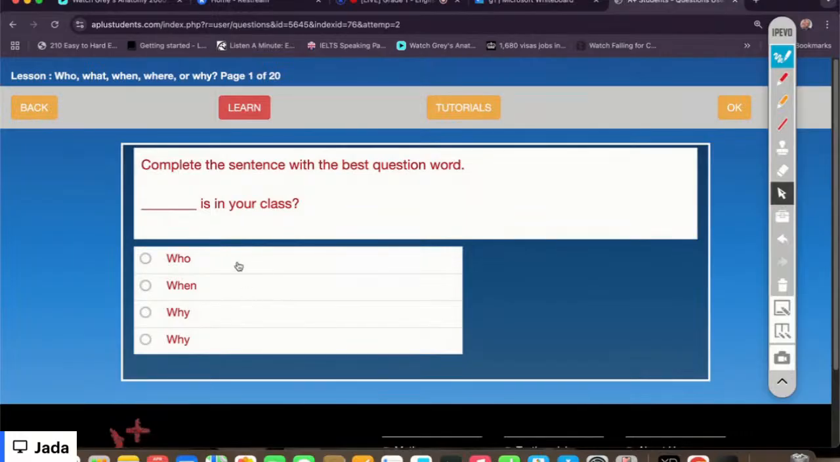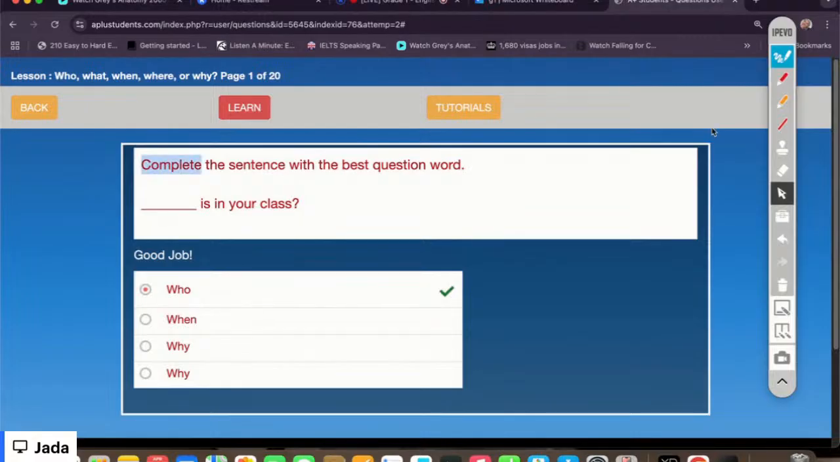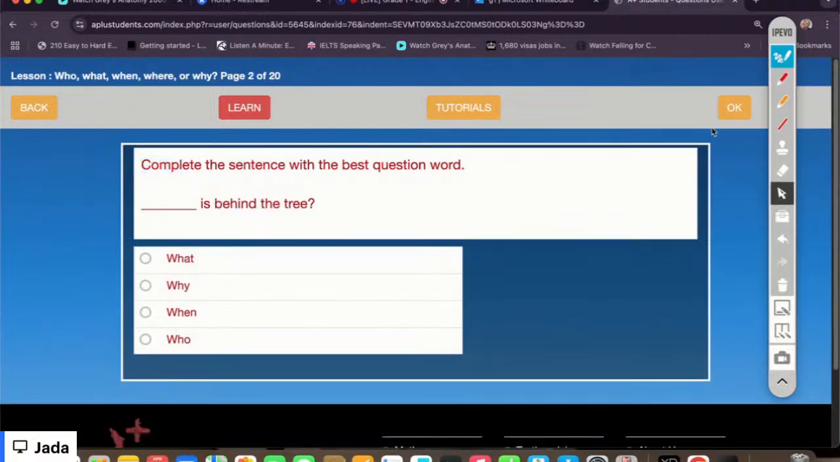So, who is in your class? That's the question. Asking about a person. Who is in your class? Okay. So, we also have dash is behind the tree. What, why, when, or who? What is behind, or why is behind, when is behind, or who is behind? What's the right one?